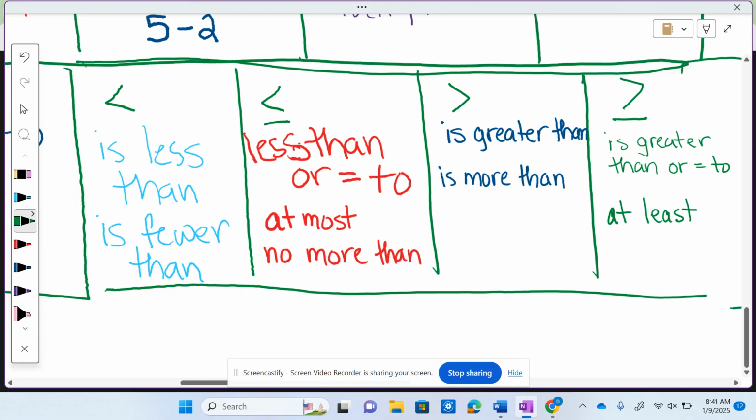Think along the lines. So at most and at least kind of go together. Think along the lines of no more than. What's kind of the opposite of no more than? No less than. Yeah, good job.